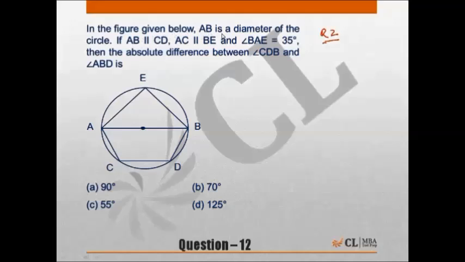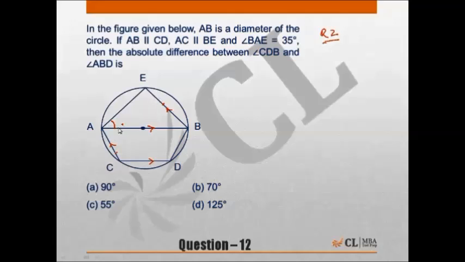In the figure given below, AB is the diameter of the circle. AB is parallel to CD, and AC is parallel to BE. These are not parallel, so we need to correct the figure. And angle BAE equal to 35. This angle equal to 35? No, it does not look like 35. So the figure has to be corrected because as per the figure, this angle is not 35 and this line and this line are definitely not parallel. Then what is the absolute difference between CDB and ABD?